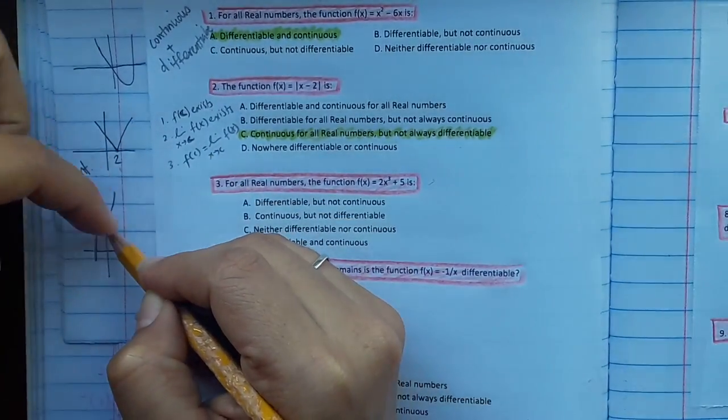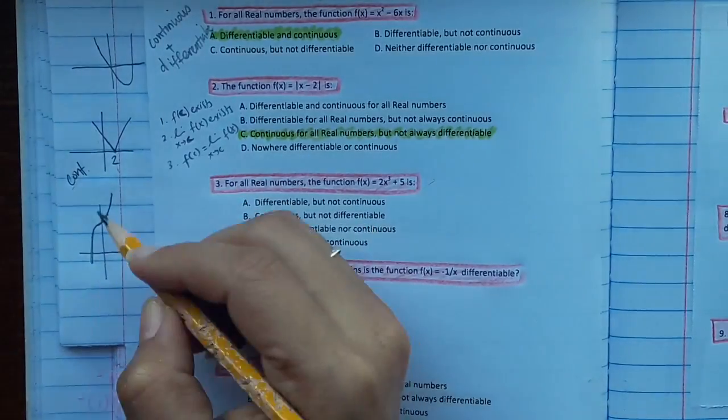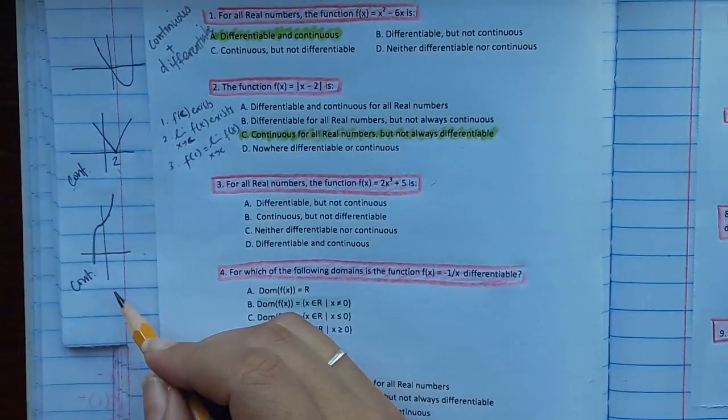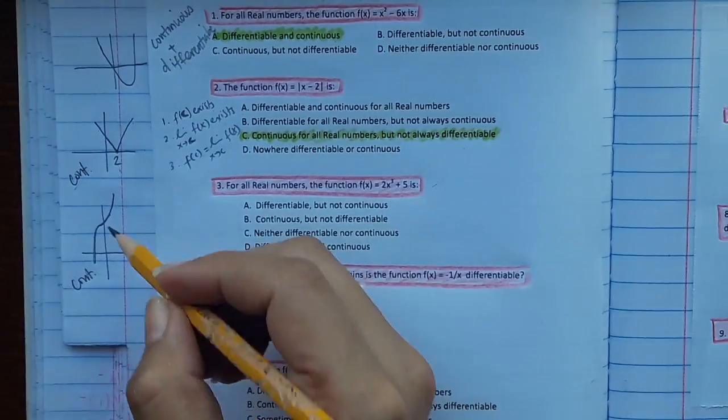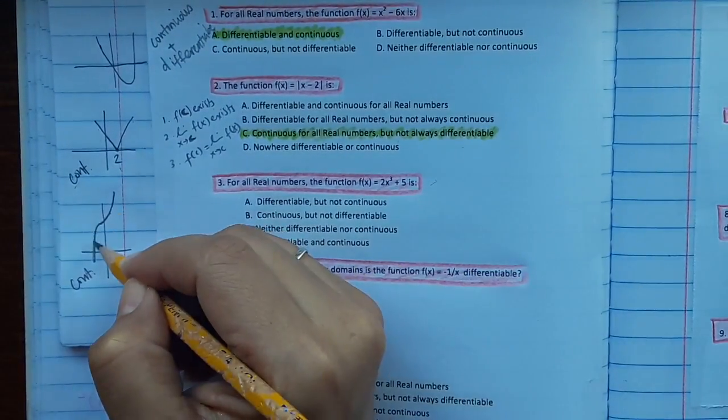So does it exist everywhere? Yes. Is it the limit exists everywhere? Yes, it does, and it's going to always equal. So it's continuous. Alright, so now we're looking at if it's differentiable.